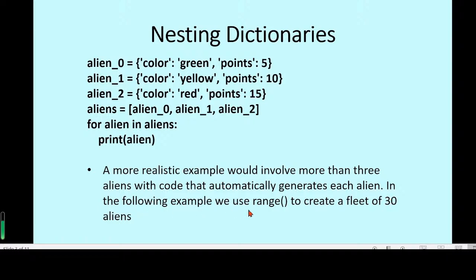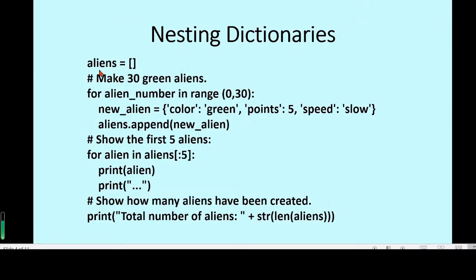So in the following example, we also can use range to create a fleet of 30 aliens. So we can start with an empty list. Then next, use a for loop, for loop in the range from 0 to 30. For each alien number, we create each new alien, then append this new alien to the aliens list. Actually, each alien's information is the same. So next, we can show the first 5 aliens in this alien list. Print out.